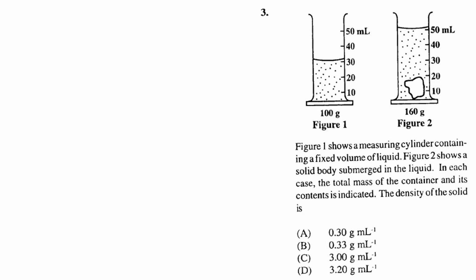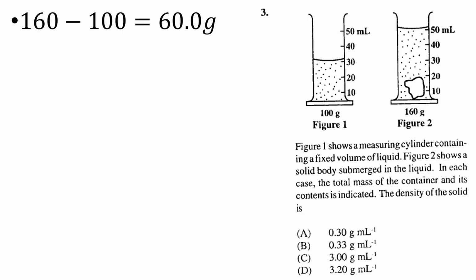Number 3. Figure 1 shows a measuring cylinder containing a fixed volume of liquid. Figure 2 shows a solid body submerged in the liquid. In each case, the total mass of the container and its contents is indicated. What is the density of the solid? Let's see, to find this, we have to first find the mass. So 160 minus 100 gives you a mass of 60 grams.